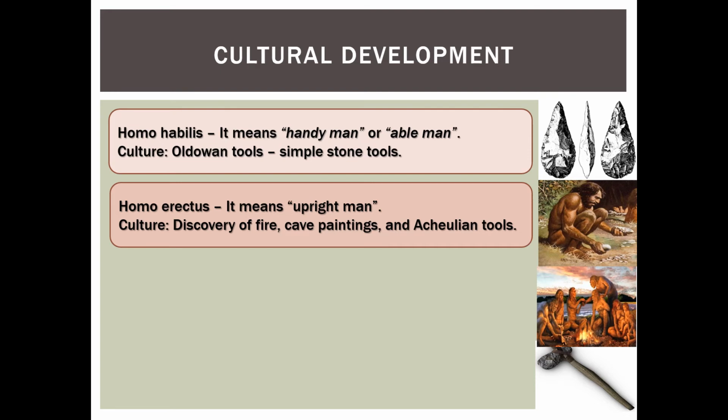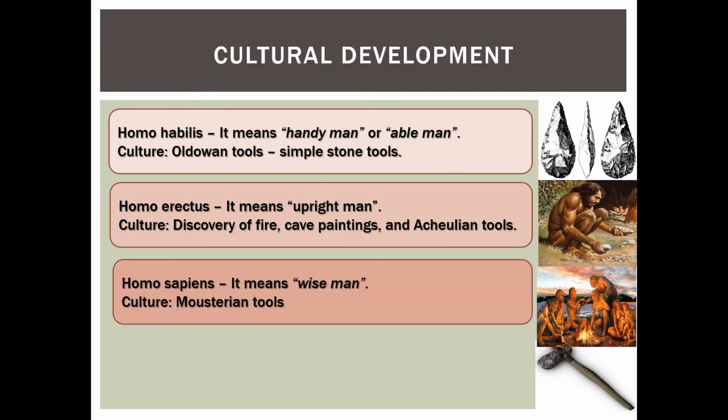Another human stage is Homo sapiens. It means wise man. After the Homo erectus stage, we have the stage of Homo sapiens. We call it wise man because there was an integration of tools in this stage from the Homo erectus stage, from Acheulean tools to Mousterian tools. Mousterian tools are handier than Acheulean tools. They are also more practical to use than Acheulean tools.